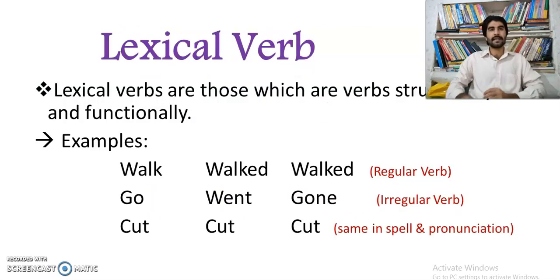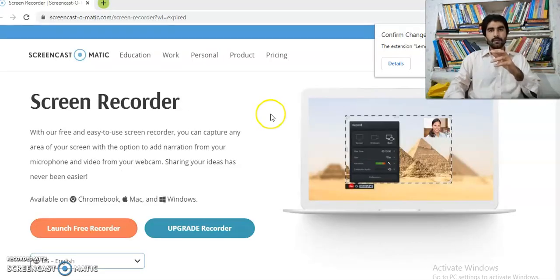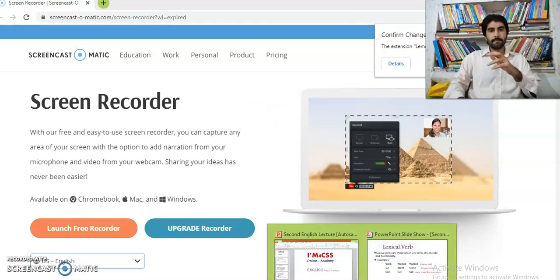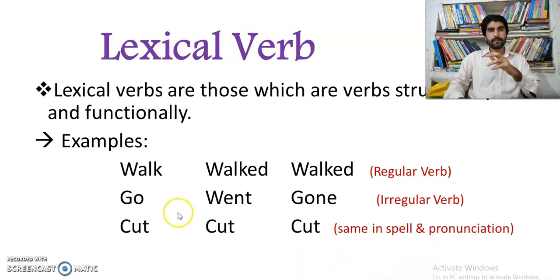Here we have lexical verb. We're going to see the definition of what lexical verbs are. Lexical verbs are those which are verbs structurally and functionally. Means to say, these are the words that work like a verb. They are structurally verb and they are functionally verb. Examples: walk, walked, walked. Go, went, gone. These are examples of irregular verbs. Cut, cut, and cut. Though voice and spelling are the same, these are also lexical verbs.